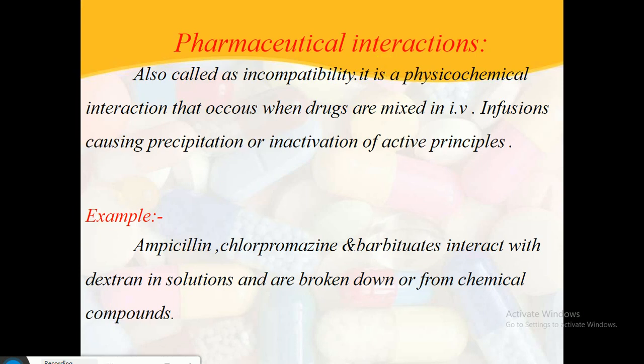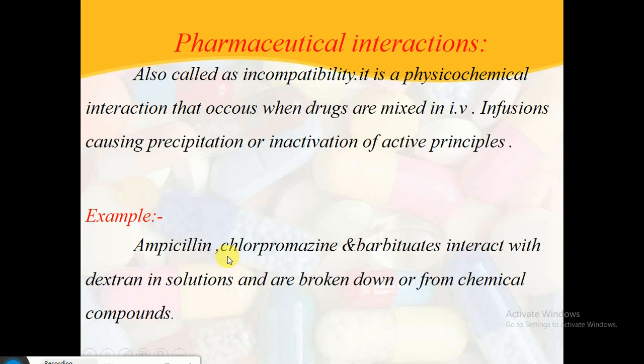For example, this is the classical example, called pharmaceutical interactions. This is the type of physico-chemical drug interaction which always occurs when the drugs are going to be mixed in an intravenous infusion, causing precipitation, activation or inactivation of the active principle. For example, ampicillin, or chlorpromazine and barbiturates, interact with dextrane in solution and they are broken down or form a chemical compound. So this is the classical example of pharmaceutical interactions.